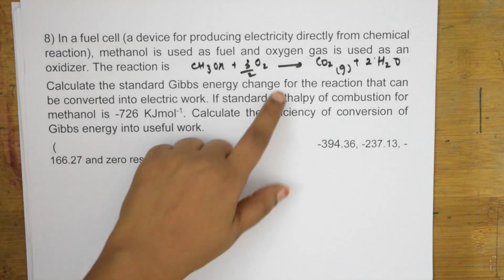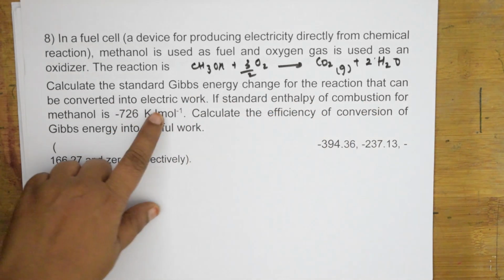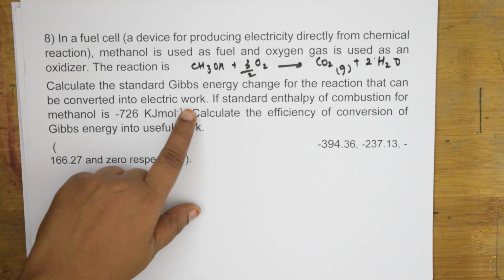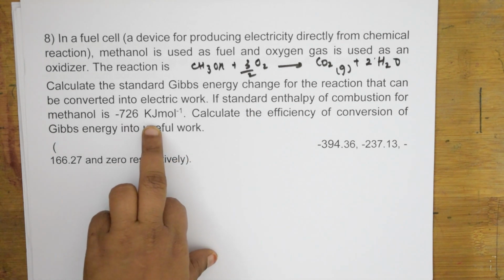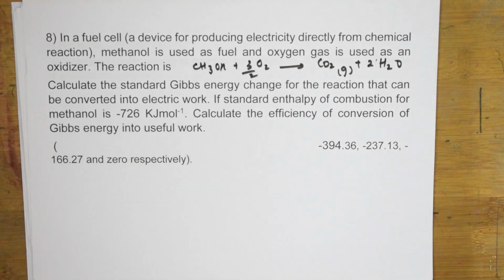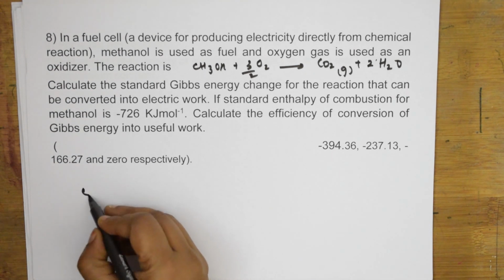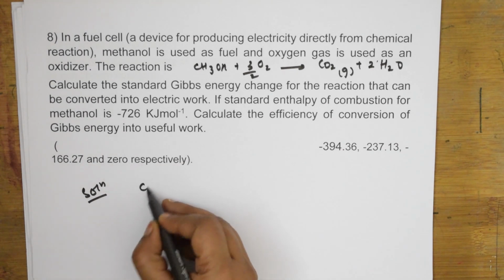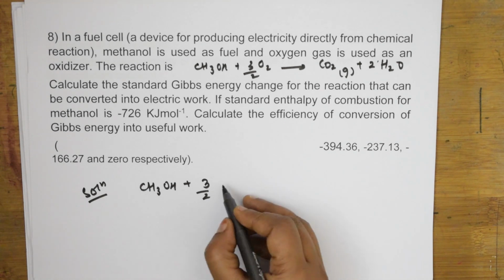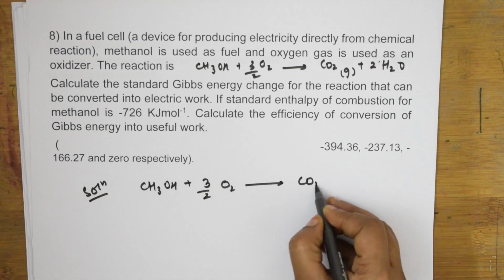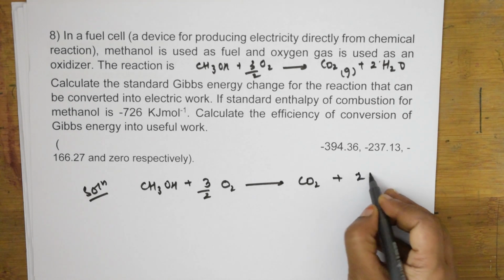Calculate the standard Gibbs free energy change for the reaction that can be converted into electric work. I need to calculate delta G naught. If the standard enthalpy of combustion for methanol is given, calculate the efficiency of the conversion of Gibbs free energy change into useful work. Right. So first of all, let's copy the reaction. CH3OH plus 3/2 O2 gives me carbon dioxide plus water.